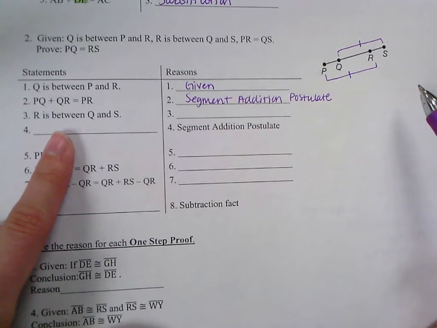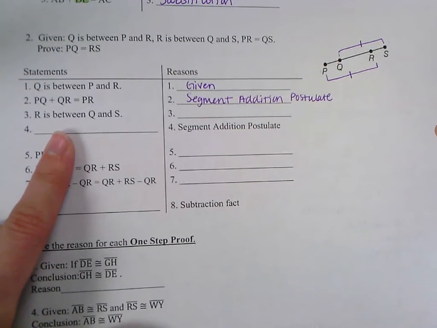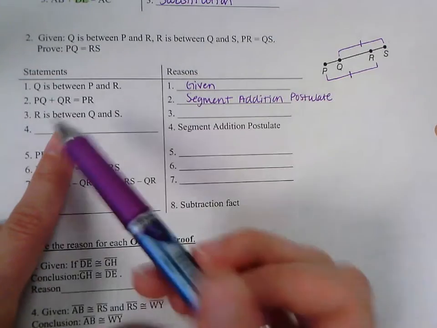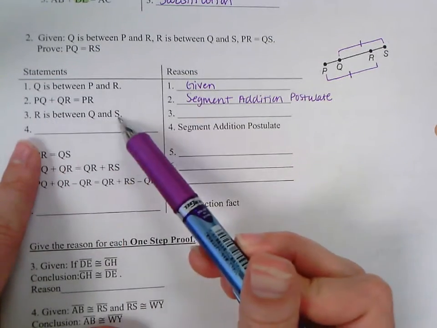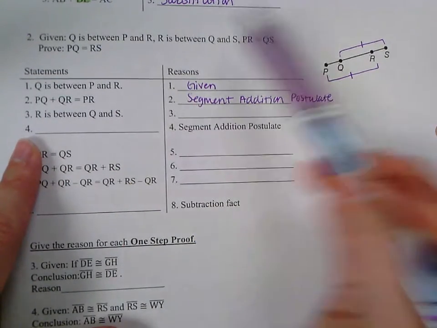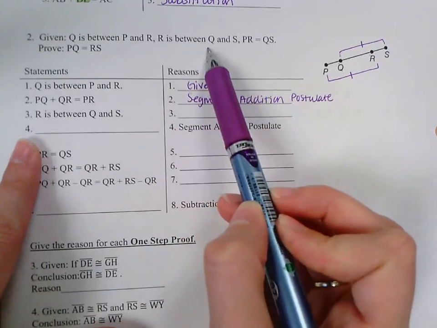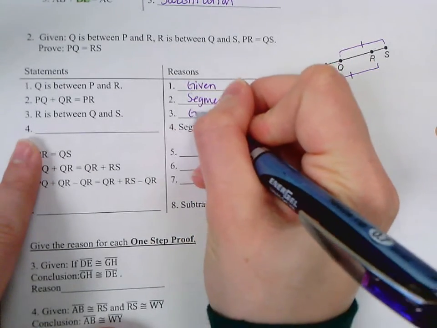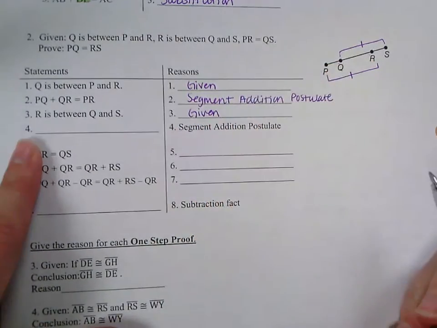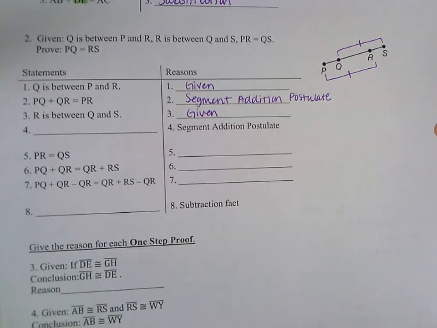And you'll notice with proofs too, you're always looking at things you've already stated and saying, how can I use what I've stated to help me in my next steps? So now in step 3, they're saying R is between Q and S. That was also given to us. So that third reason is also given. Normally you might see all 3 things given all in one statement. You might see it broken up into 3 different statements.